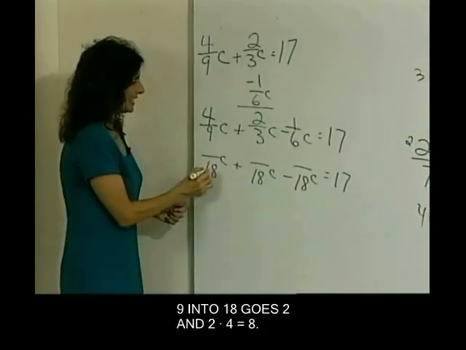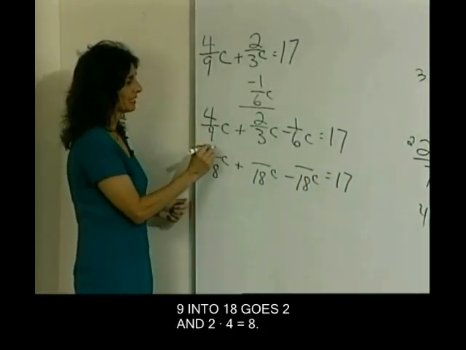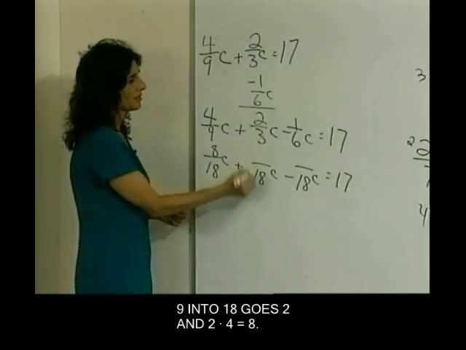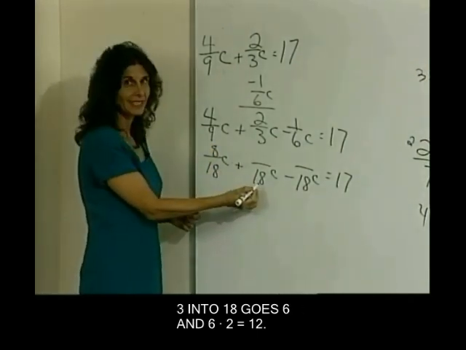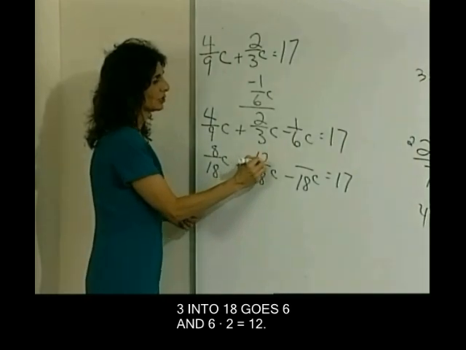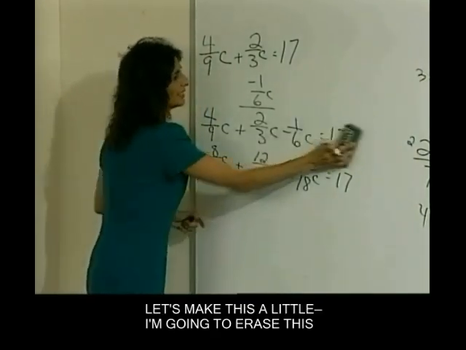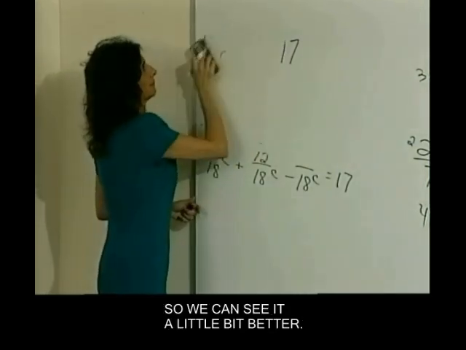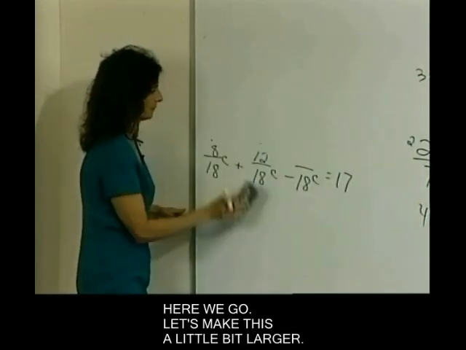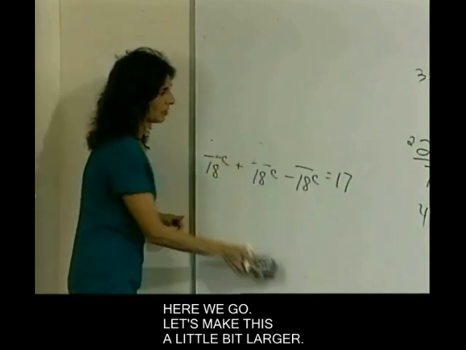9 into 18 goes 2, and 2 times 4 is 8. 3 into 18 goes 6, and 6 times 2 is 12. Let's make this a little bit larger. I'm going to erase this so we can see it a little bit better. There we go.